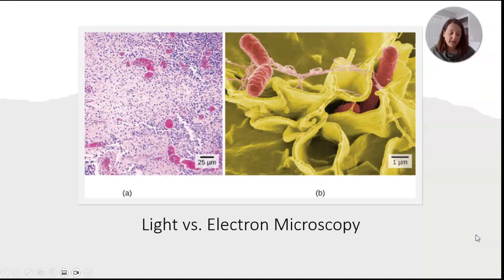Okay, I wanted to just show you the difference between a micrograph taken with a light microscope versus an electron microscope. It's the same tissue. Here we have this tissue and all these little purple dots. This is an infiltrate of bacteria. You can see that they're there, but they're teeny tiny. You don't really see any structure.